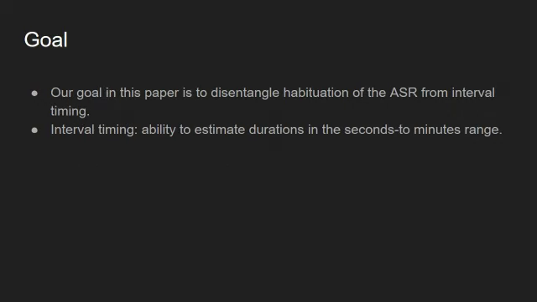So the goal and the aim of this test, or article, is to disentangle the habituation of the ASR from interval timing. And what is interval timing? It is basically the ability to estimate durations in the seconds to minutes range. But to achieve this goal, we first have to perform some experimental settings: we have to give an animal auditory and visual signals from time to time and give food when they make a correct response after a signal duration has passed.